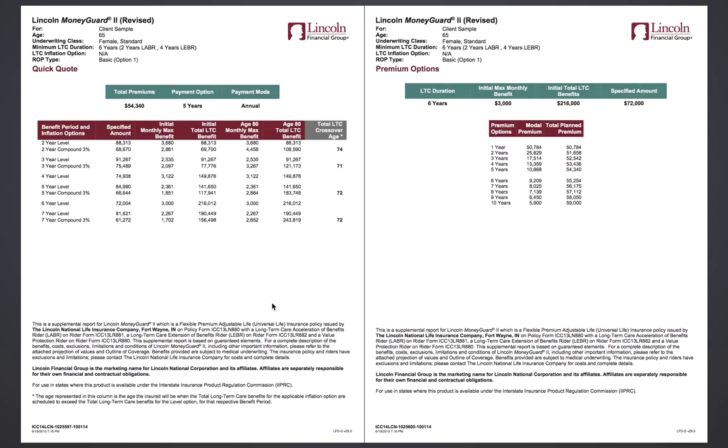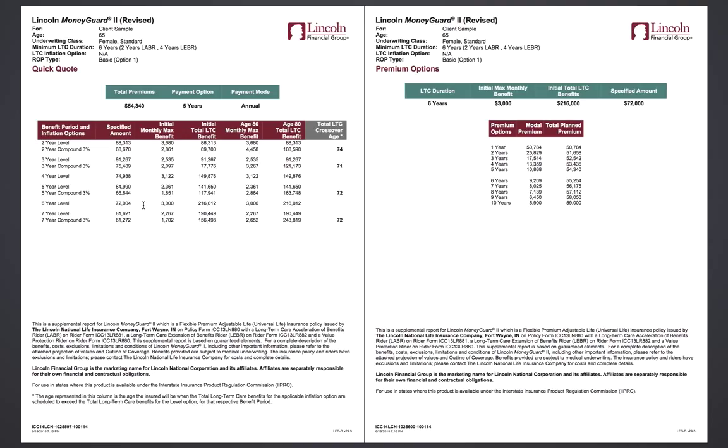What would be page 10 shows the options for the same premium amount. So if we paid this $54,000 over 5 years, then we would have the following options available to us. We could take a 2-year level benefit, a 2-year level benefit with 3% inflation, a 3-year level benefit, 3 years with inflation, 4-year level, notice there's no inflation for 4 years, 5-year with and without inflation, 6-year level again, and 7 with and without inflation.